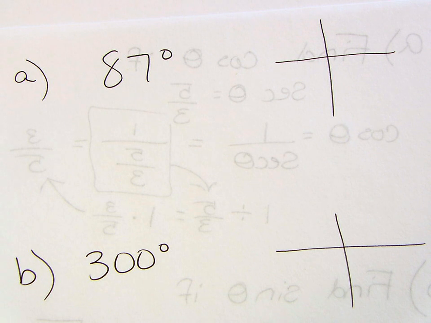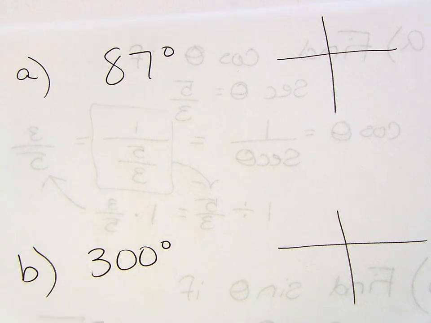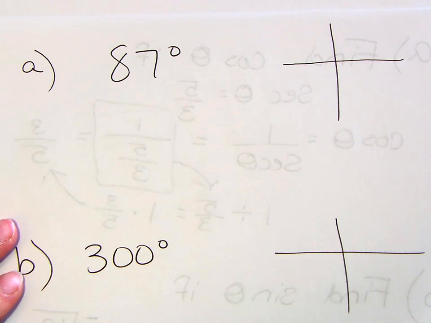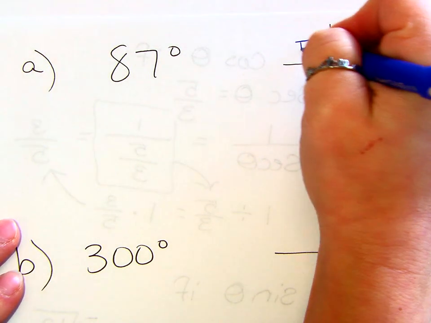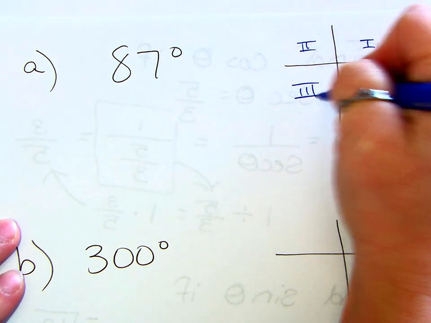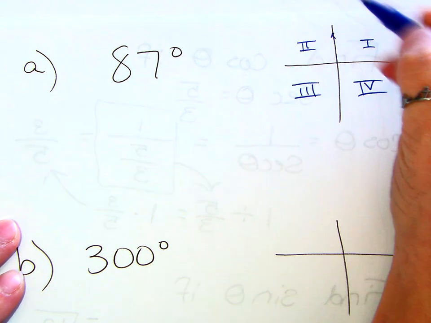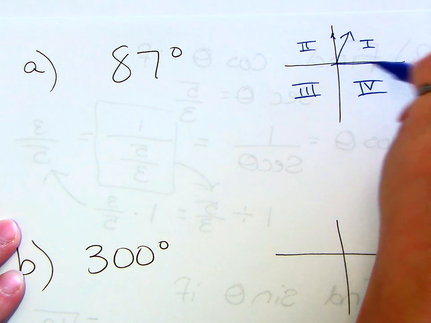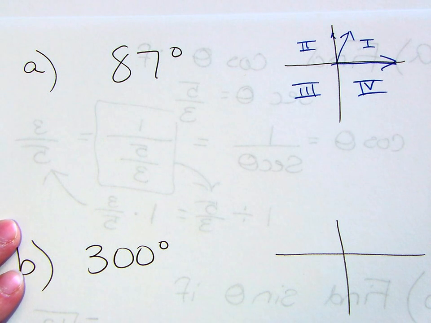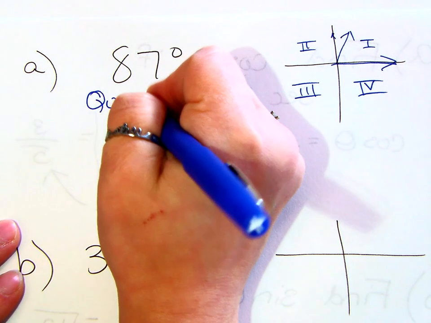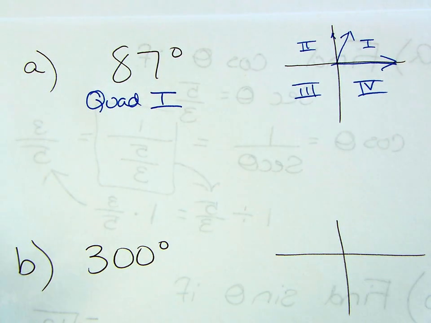So the easiest thing to answer first is if it's angle 87 degrees, what quadrant does that lie in? Quadrant 1. Because remember, it goes 1, 2, 3, and 4, and then vertical is 90. So this is less than 90, so we're going to lie right over here in quadrant 1. And if we lie in quadrant 1, which of our trigonometric functions are positive? All of them.